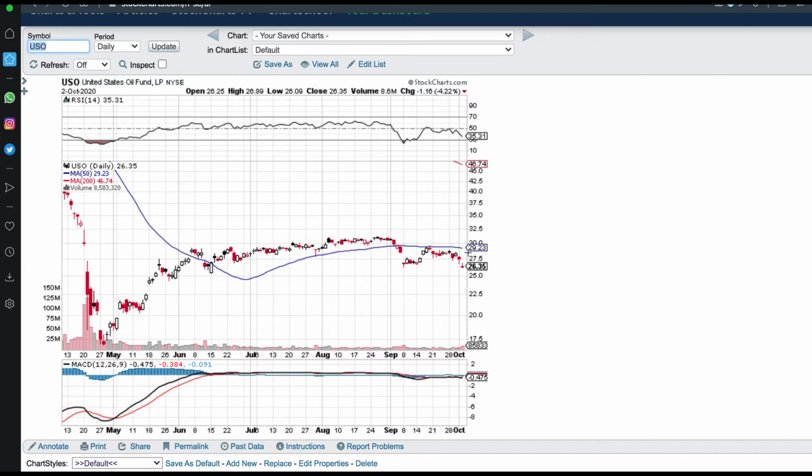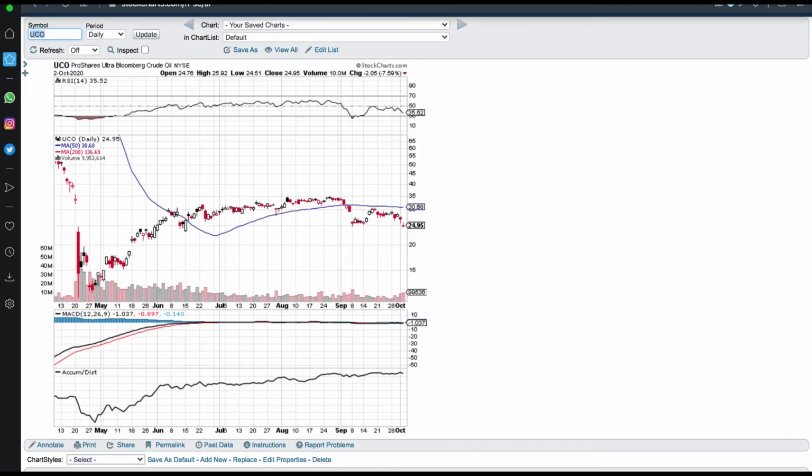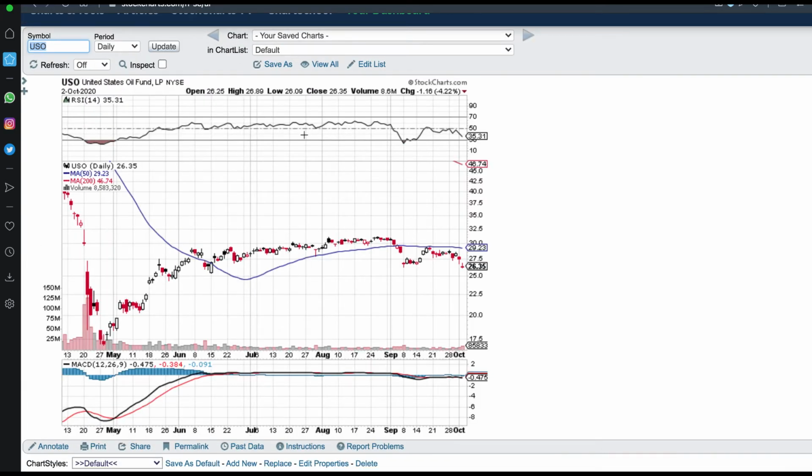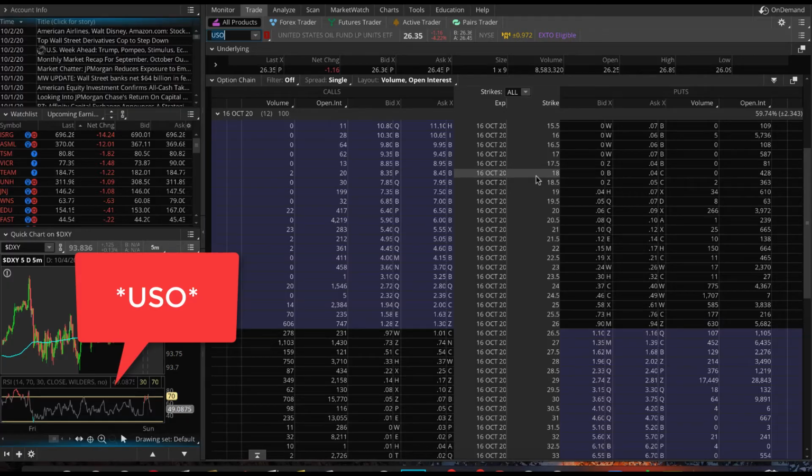We're both below SMA, and we're dropping on all three of these charts. So they're the exact same thing. You can go with any of these if you want. Now let's go with UCO. Why? I'll explain to you right now.